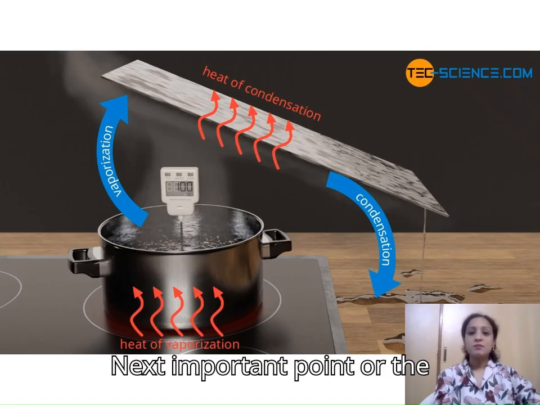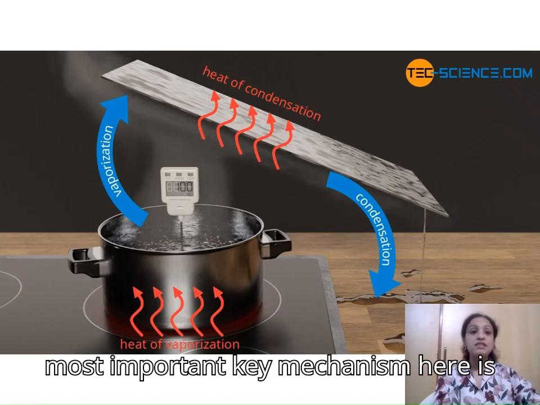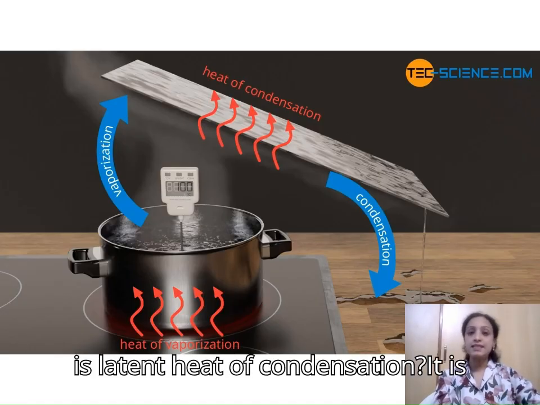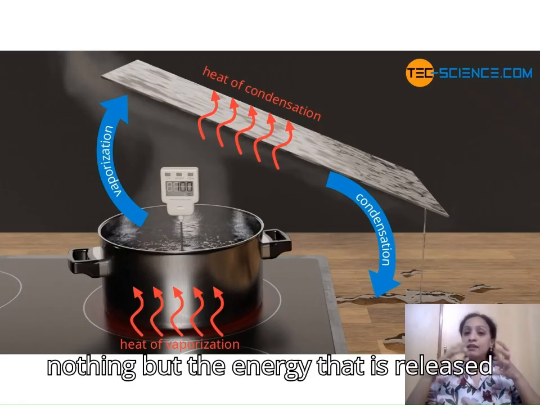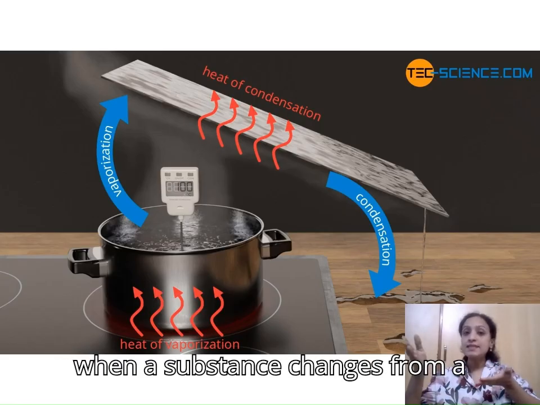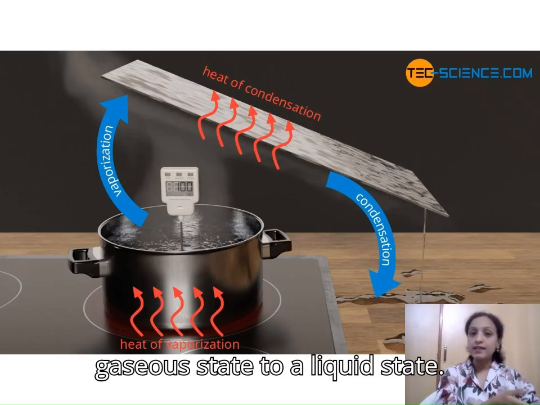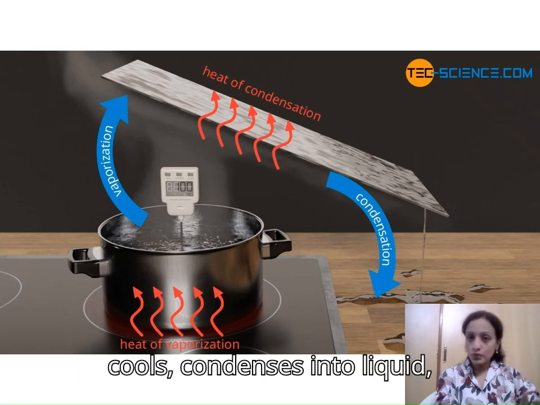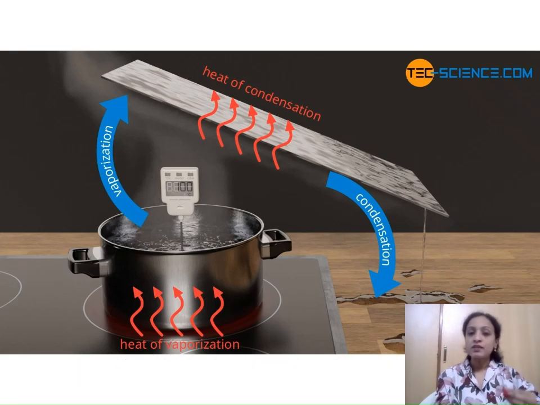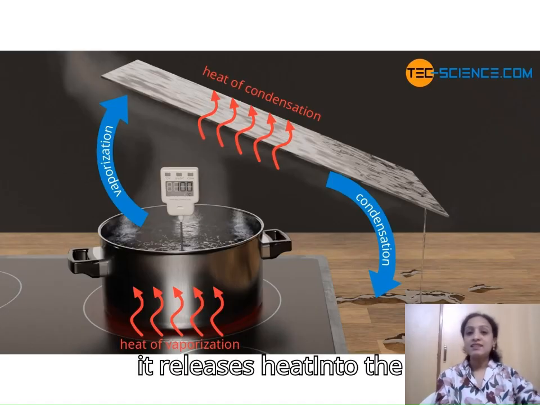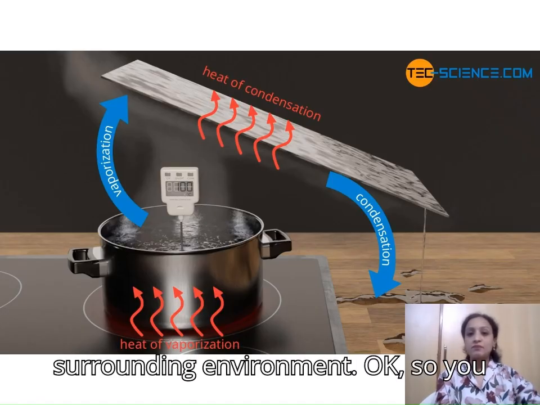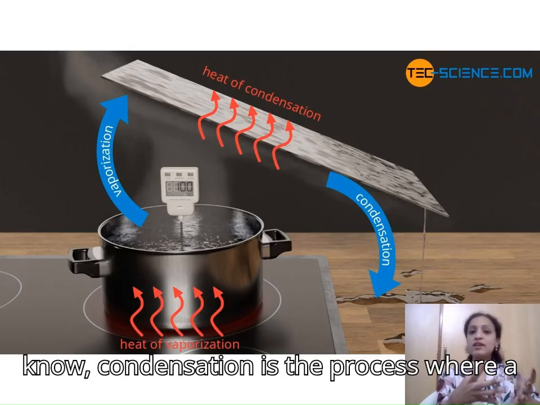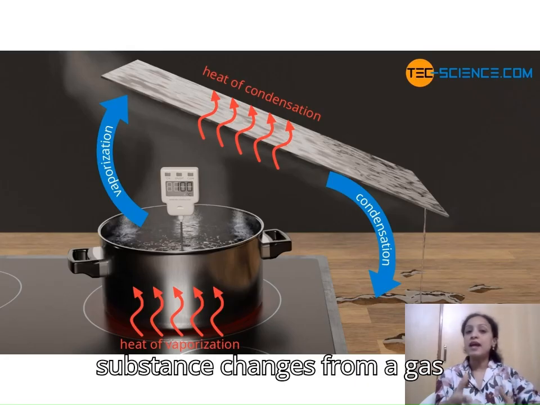Next important point, or the most important key mechanism here, is the latent heat of condensation. So what is latent heat of condensation? It is nothing but the energy that is released when a substance changes from a gaseous state to a liquid state. In simpler terms, when water vapor cools and condenses into liquid, it releases heat into the surrounding environment. Okay, so condensation is the process where a substance changes from a gas to a liquid.